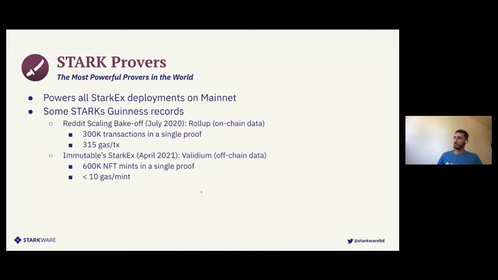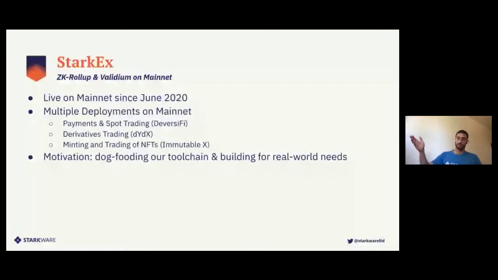And lastly, the last foundation is StarkEx. StarkEx are ZK-Rollup applications that are live on mainnet. They are live since June 2020. We already have multiple deployments. We have payments and spot trading with DeversiFi. We have derivatives trading with dYdX. And we have minting and trading of NFTs with Immutable X. And we have many more deployments coming this year.